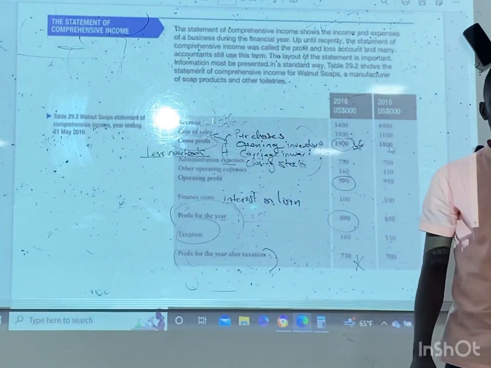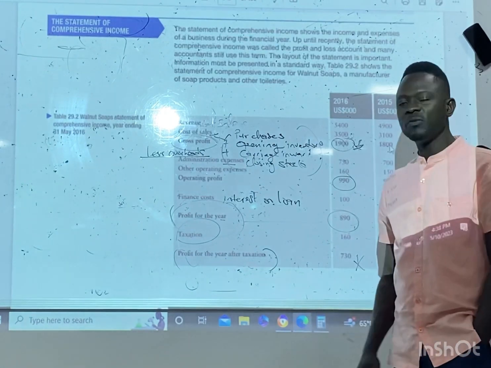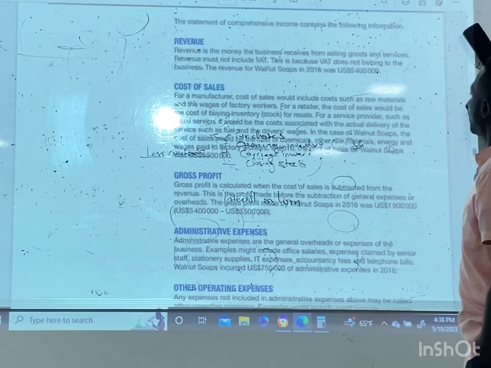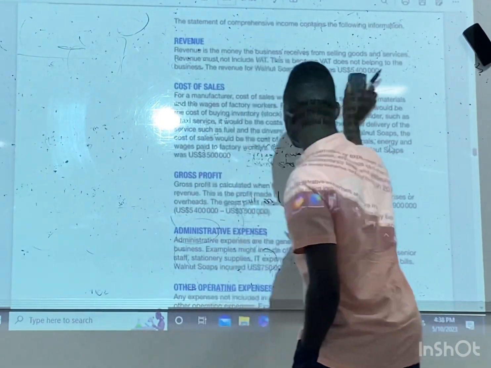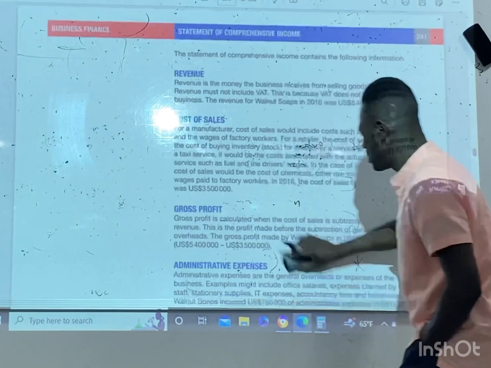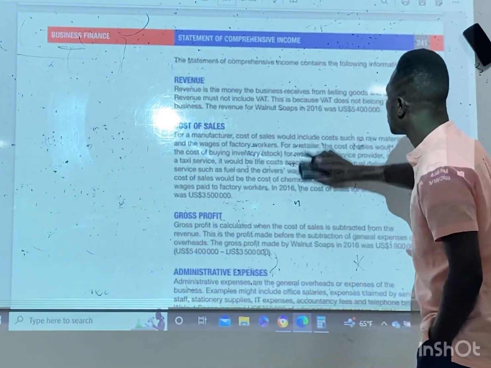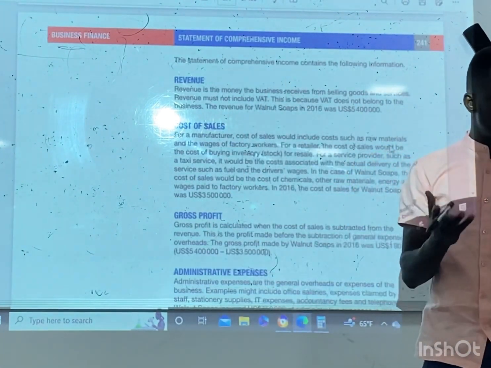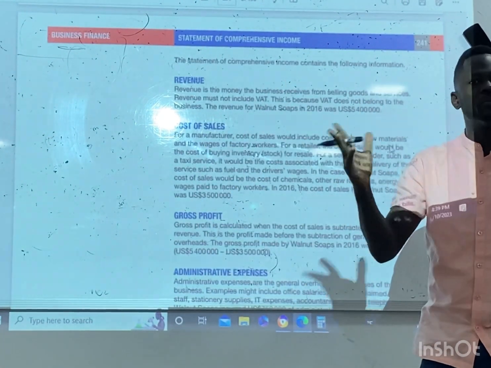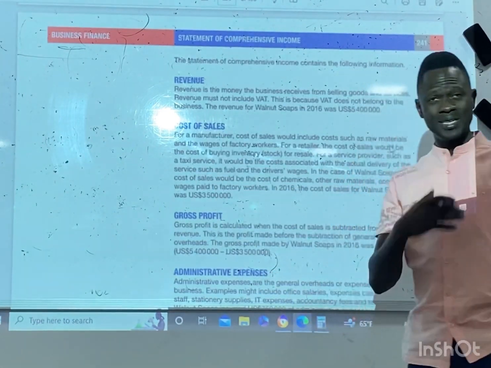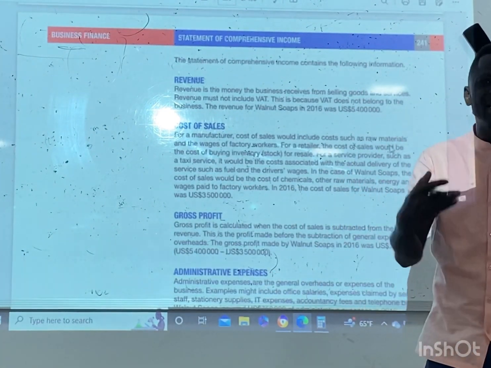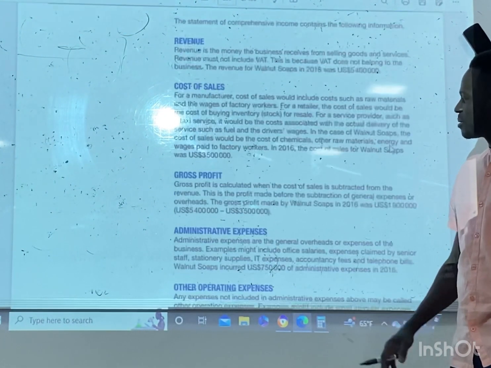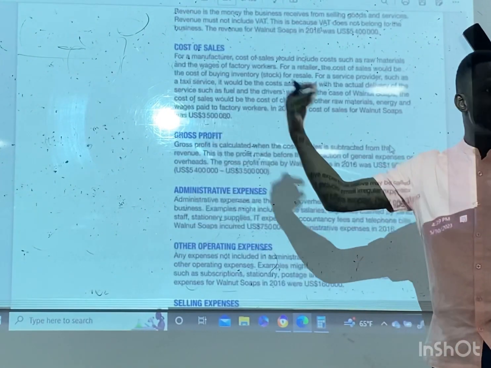Is it clear now? Shall we move on? So these are the components. It's just what I explained already. These are the components of the statement of comprehensive income. Revenue, the amount of money you make in the course of selling the product. Cost of sales, the amount you spend in the course of making the product available for sale. Gross profit, your sales or revenue minus cost of sales.